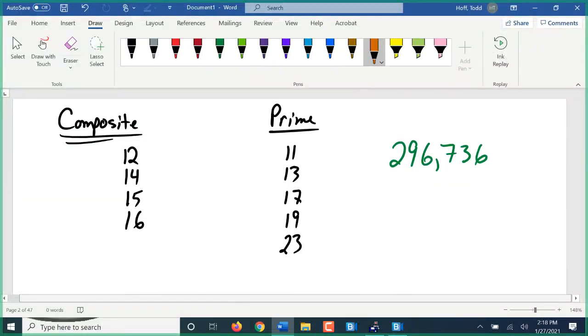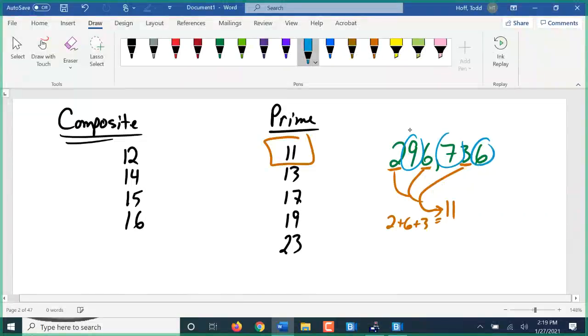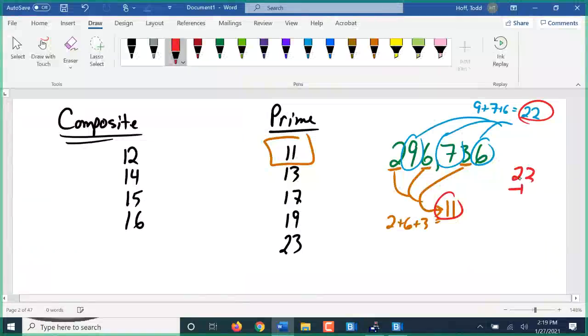So the divisibility rule for 11, to tell us something's divisible by 11: I start at the first digit and I take every other digit. 2, 6, and 3, what do those add up to? 11. You got it. 2 plus 6 plus 3 is 11. I take the other digits, the 9, the 7, and the 6. What do those add up to? 22. Good. So I take the larger of those numbers and subtract the smaller. What's 22 minus 11? 11. So if that result is either 0, 11, or something divisible by 11, that number is divisible by 11.